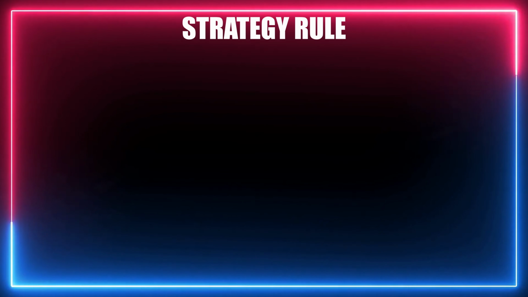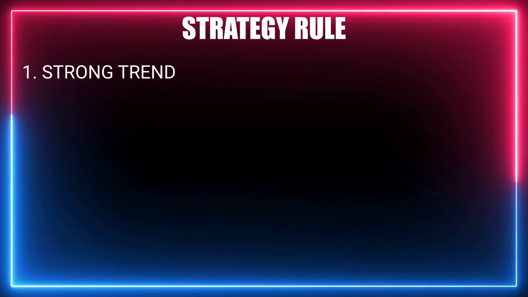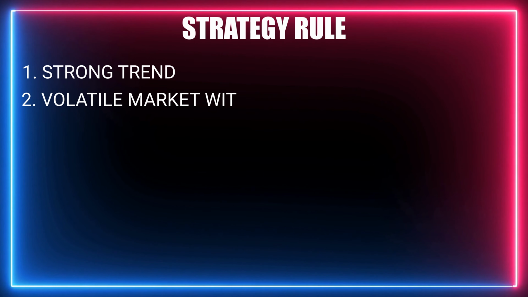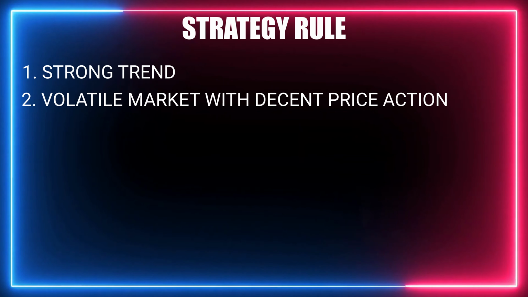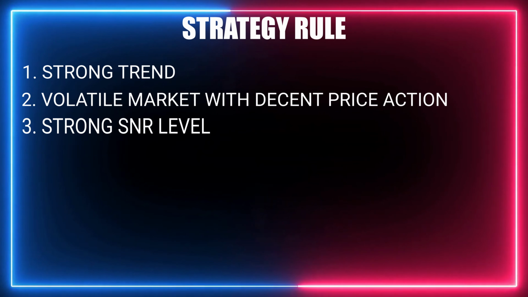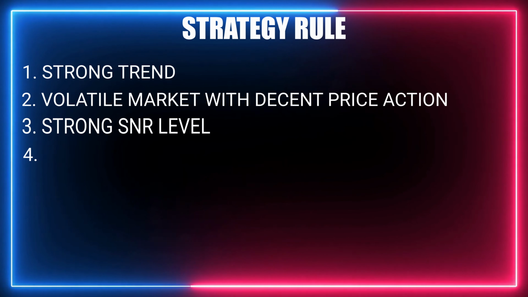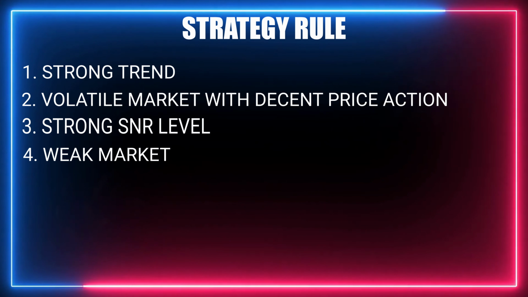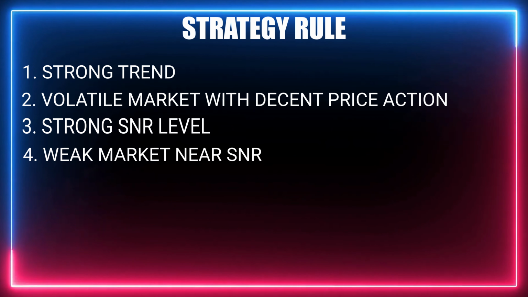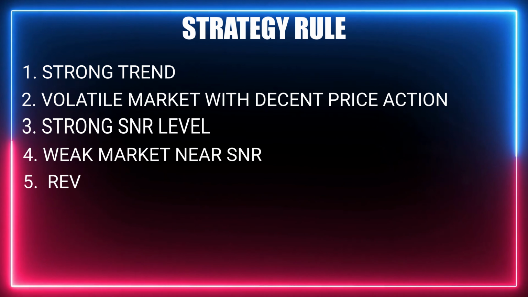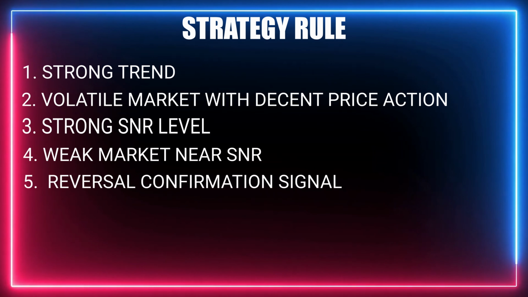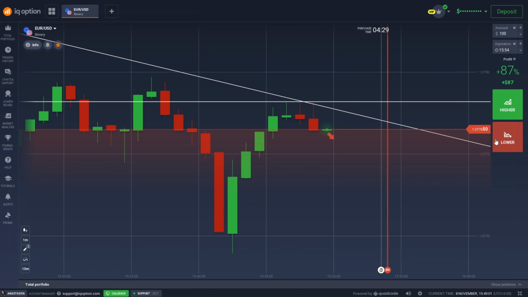We need in our strategy is first a strong trend, second a volatile market with decent price action, third a strong support and resistance level, fourth weakness in the market momentum when the market is approaching the SNR level, and lastly confirmation part, a reversal signal in the form of candlestick or chart pattern when the market is at SNR.